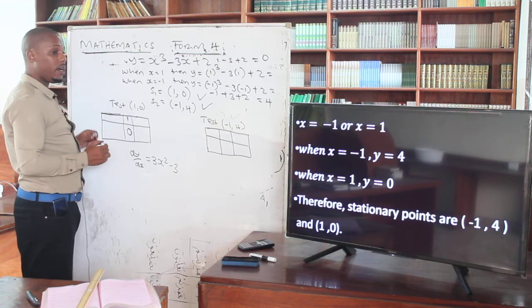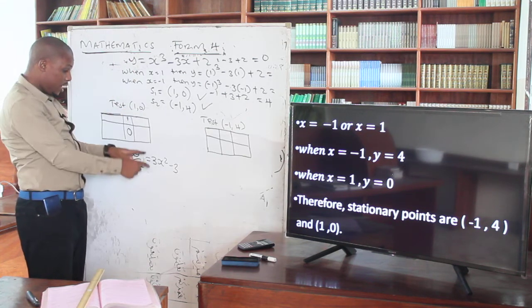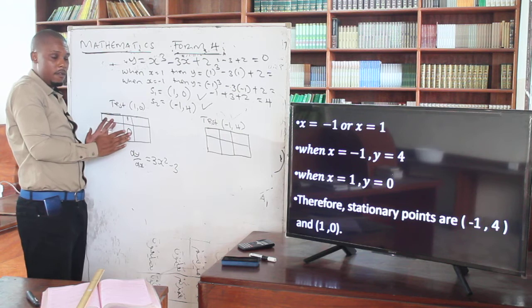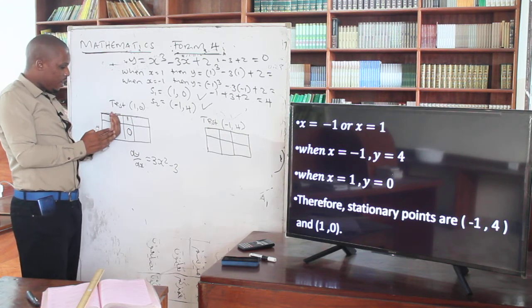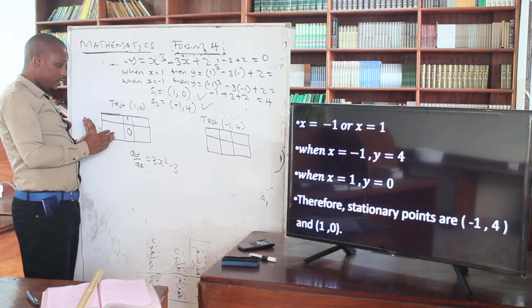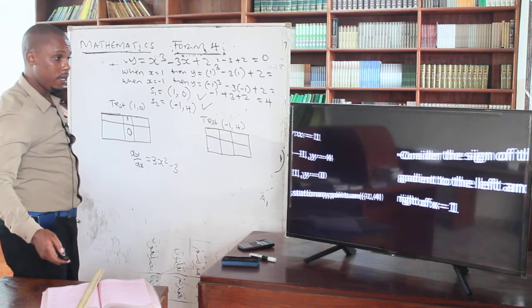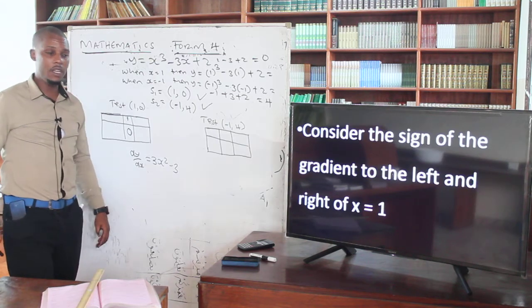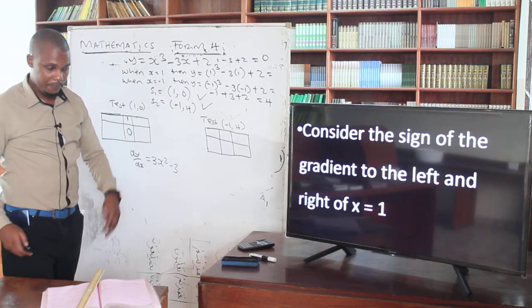Am I communicating there? So you're using this value, not with the main equation, but with the gradient equation, to test this point and see how it behaves. So I will pick one point on the left side, and one on the right. We consider the sign of the gradient to the left hand side and another one to the right hand side.